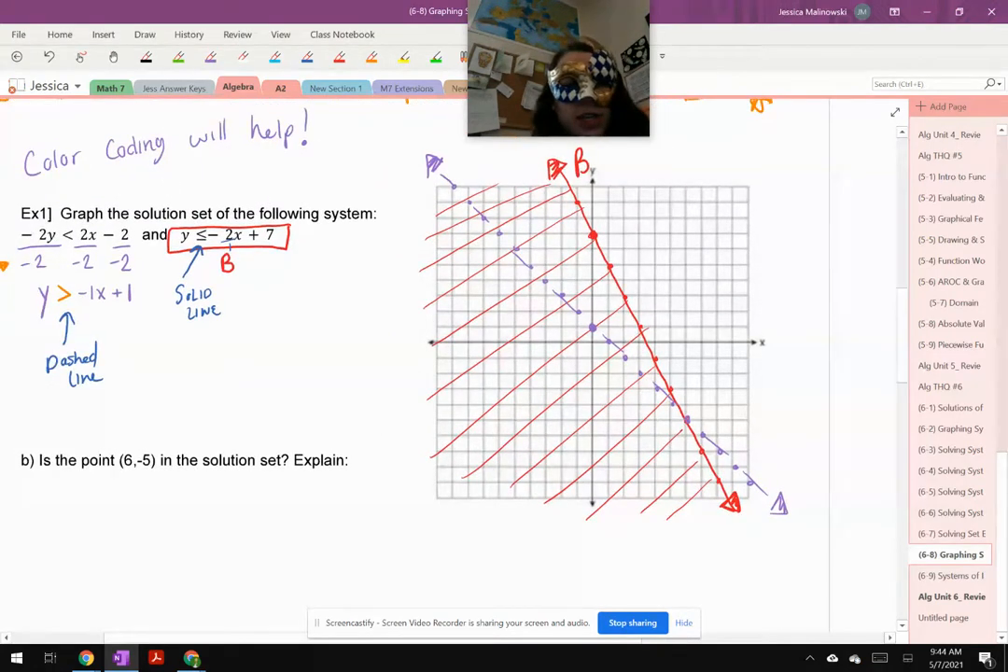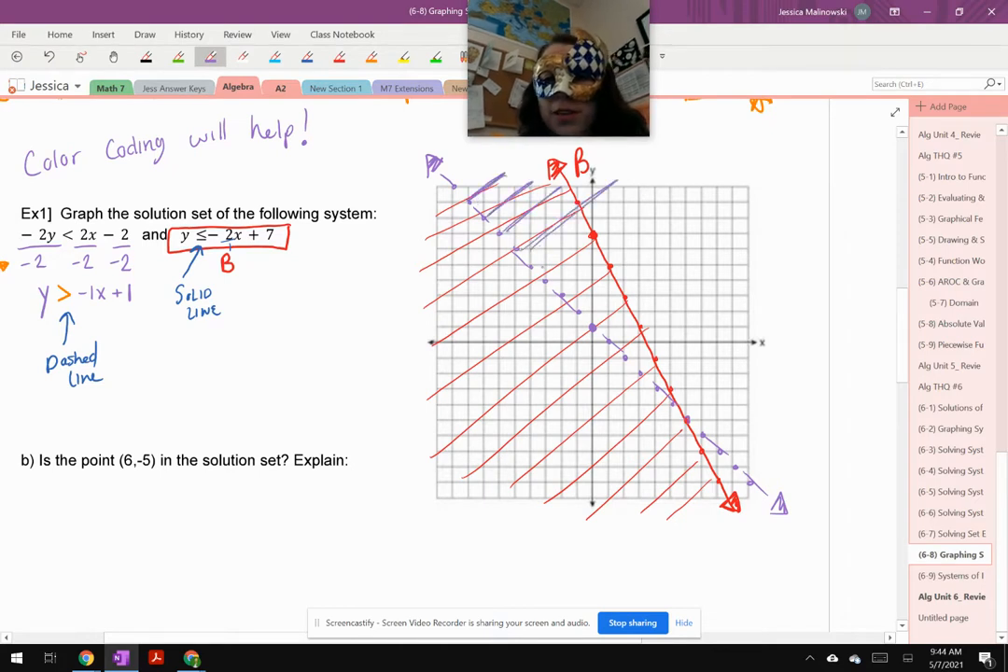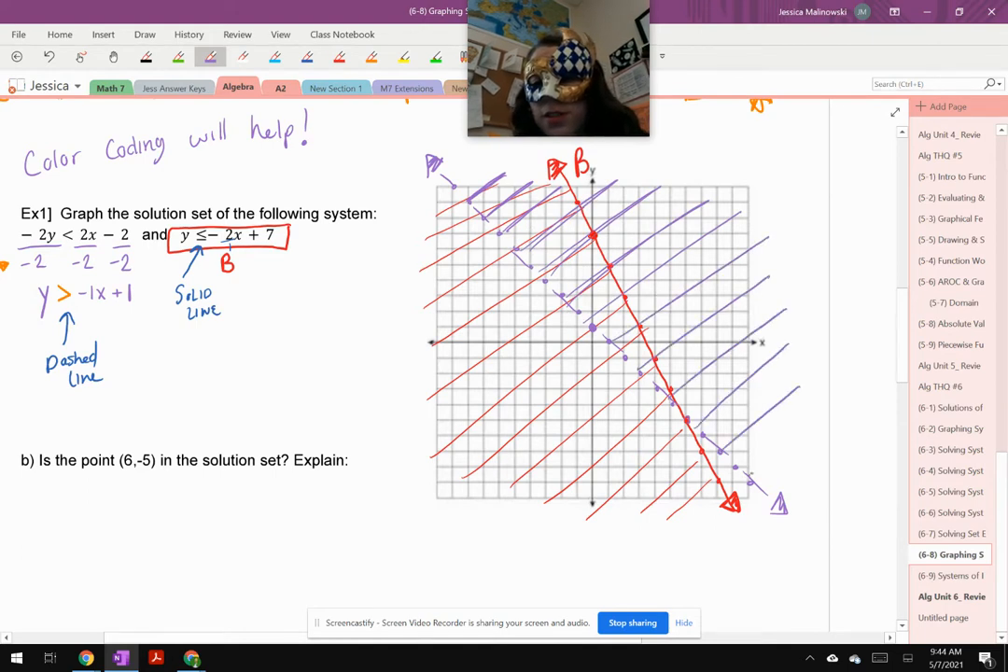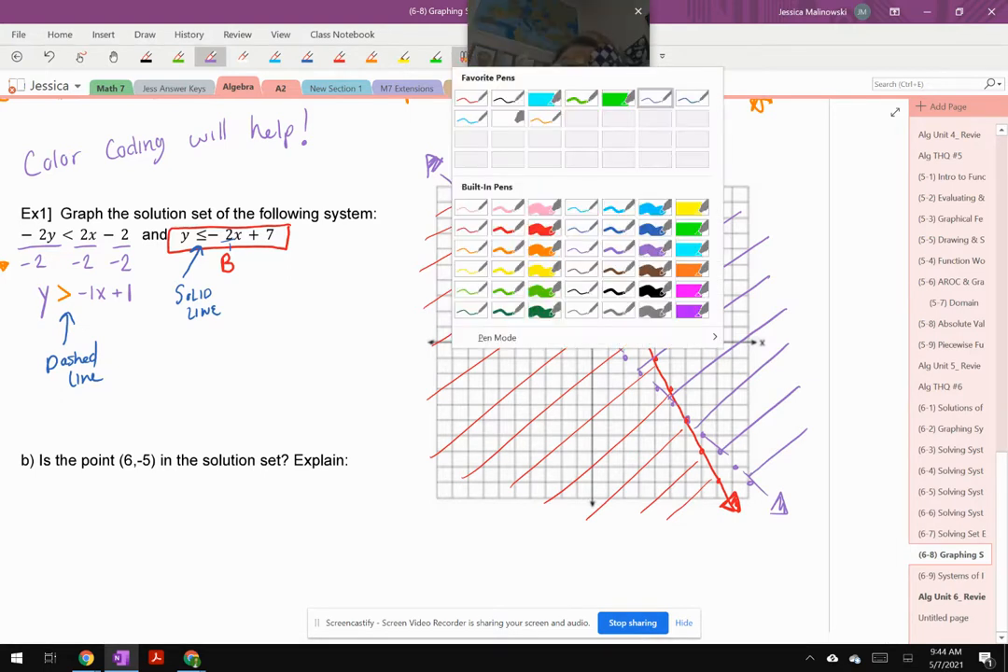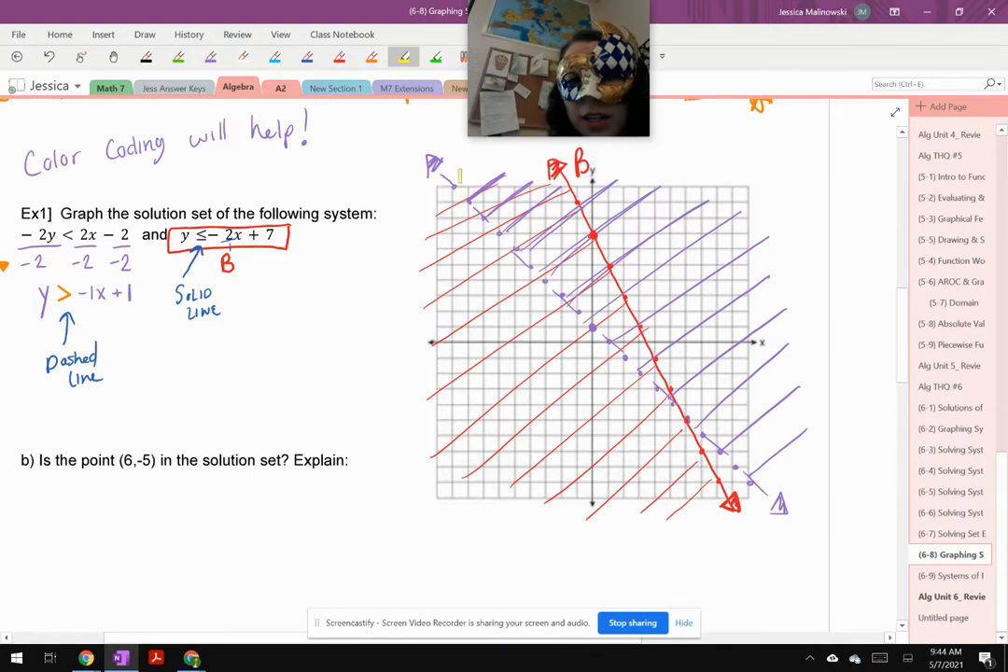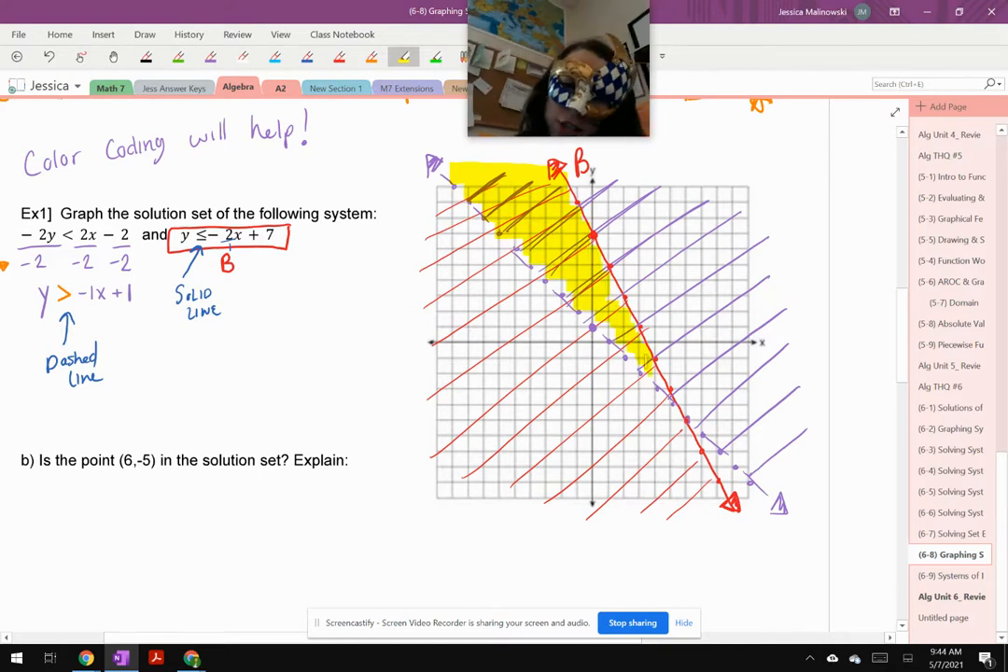This one is saying greater than. Make sure you use your hands. If it makes the L, it's less than. This one does not make an L, so it's greater than. So I'm shading above the purple line. Okay. And you can see that the shadings overlap in this area right here. This is where my red shading overlaps with my purple one.